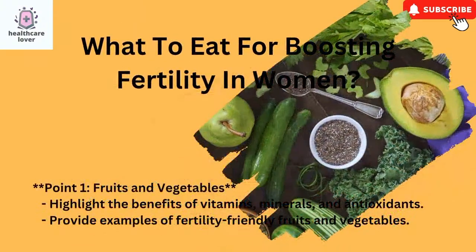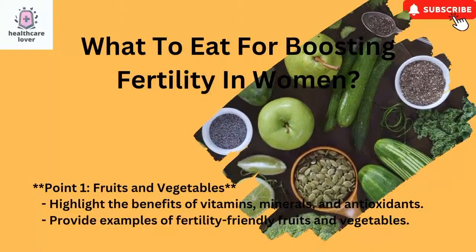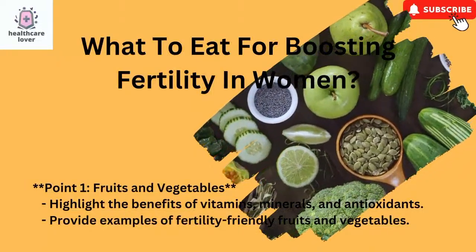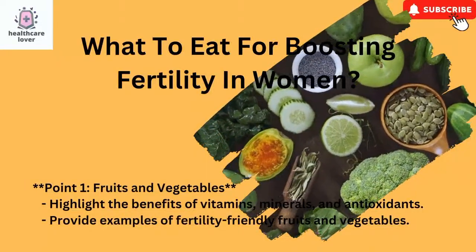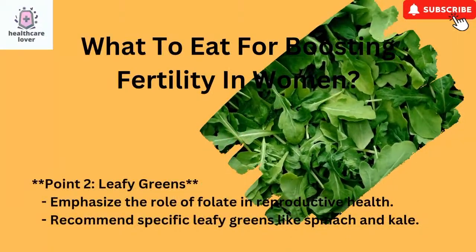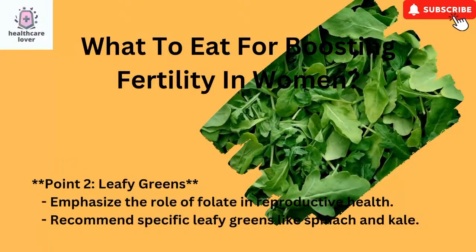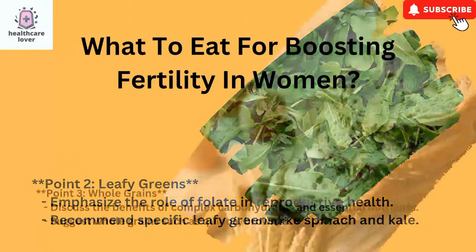Point 1. Fruits and vegetables. Highlight the benefits of vitamins, minerals, and antioxidants. Provide examples of fertility-friendly fruits and vegetables. Point 2. Leafy greens. Emphasize the role of folate in reproductive health. Recommend specific leafy greens like spinach and kale.